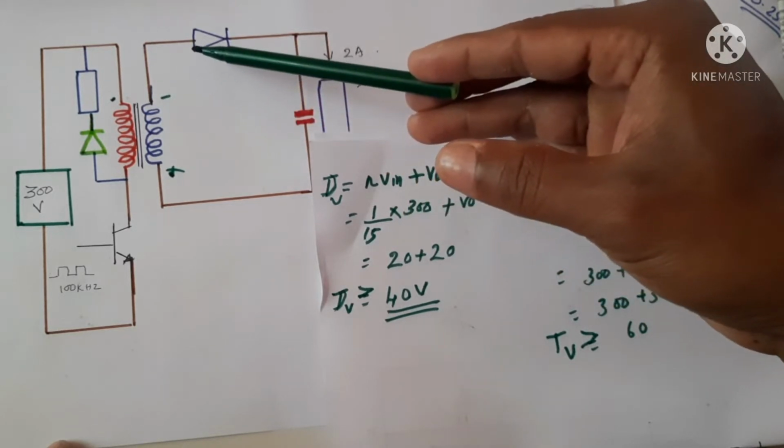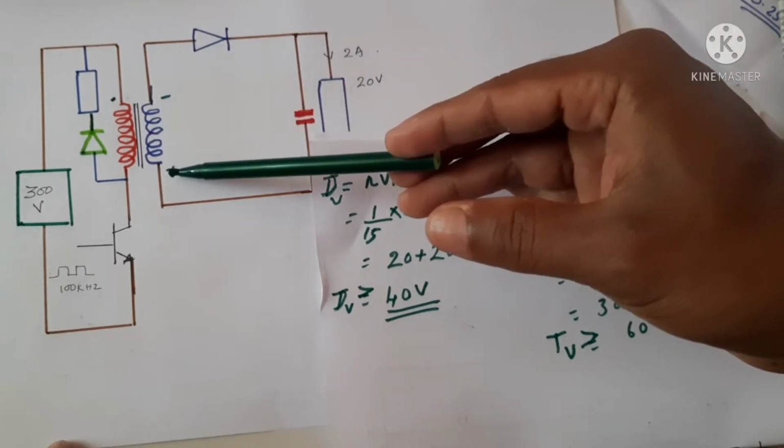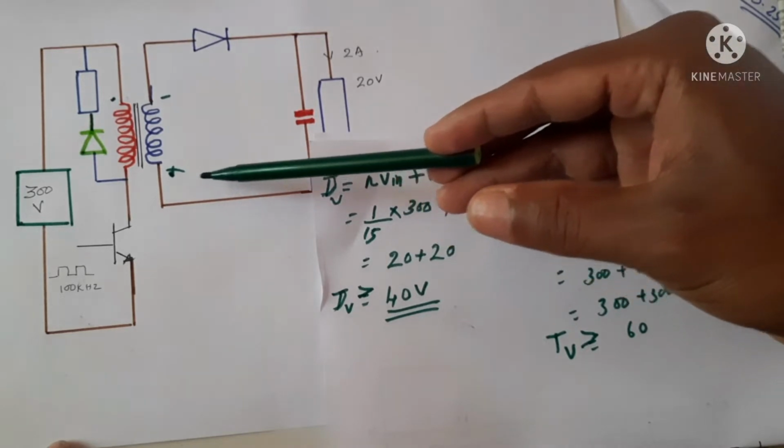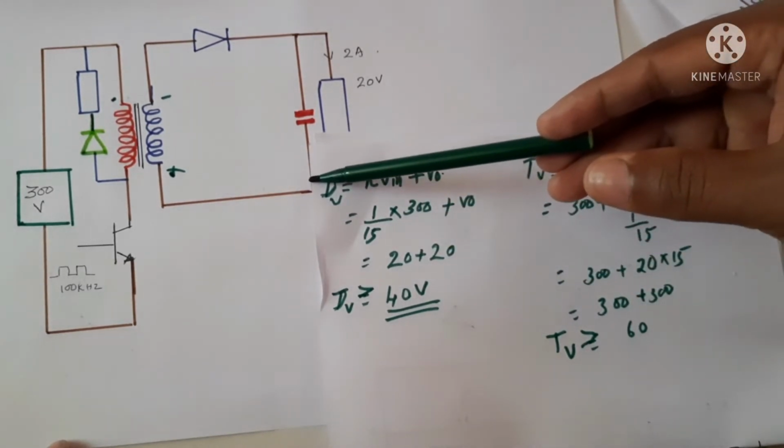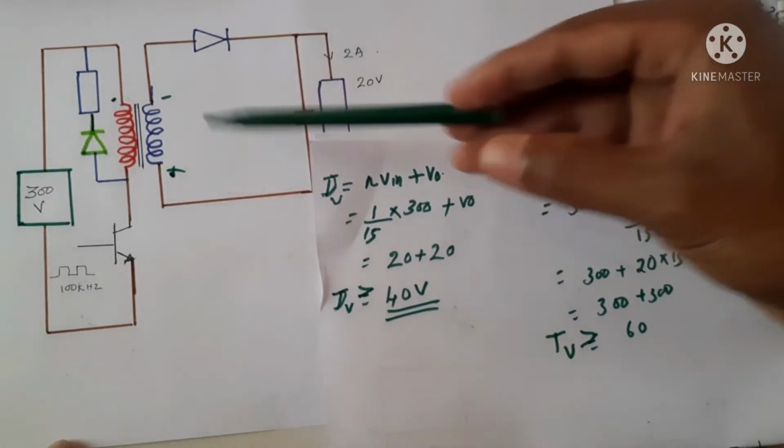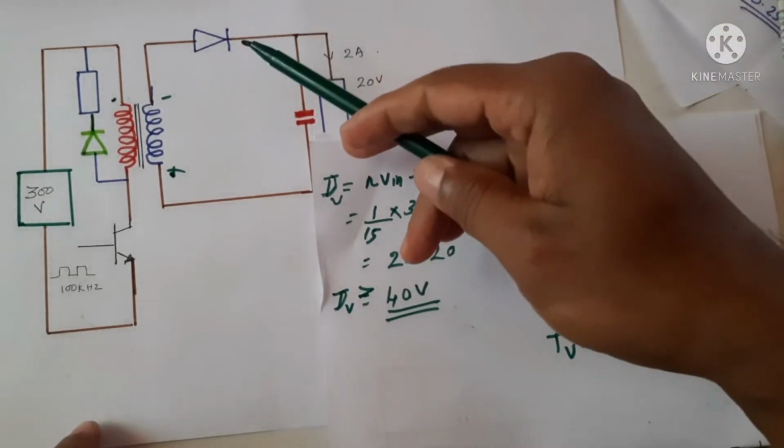So the voltage across the diode will be 20 volts at this point, and again minus will be here and plus will be here. So the total voltage will be 40 volts, which is the diode rating we have to select.